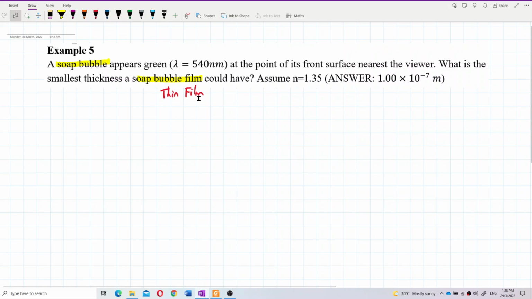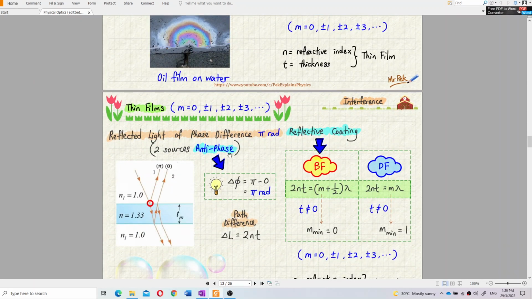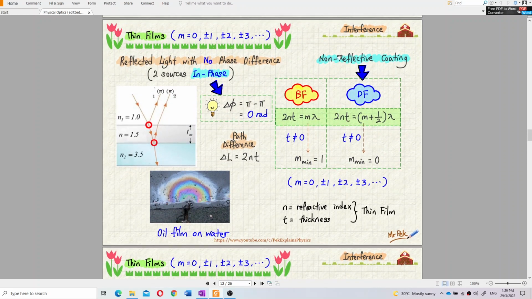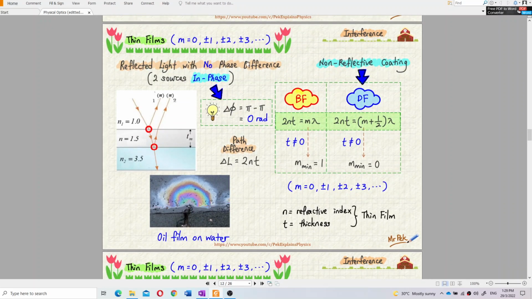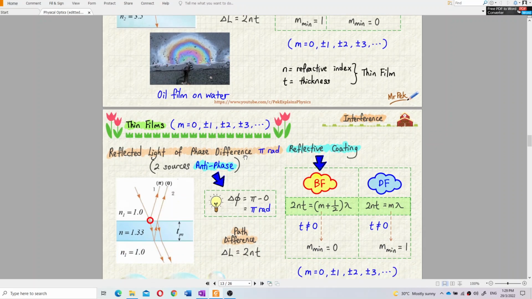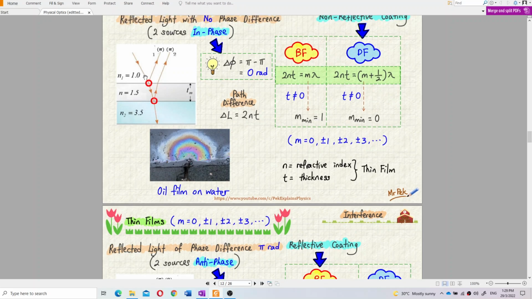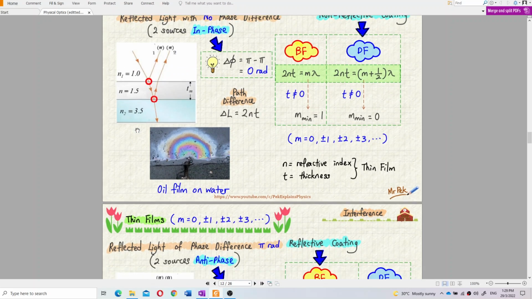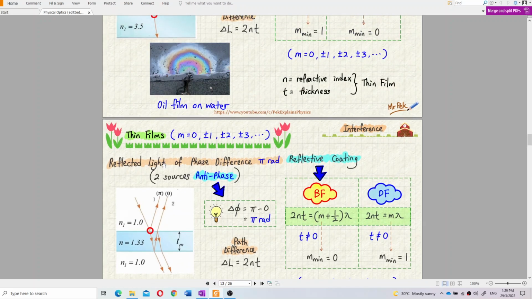Is it low, higher, highest refractive index, or low, higher, lower refractive index? Is it an in-phase source or an anti-phase source? Is it a non-reflective coating or a reflective coating? Is it that the reflected light has no phase difference, or a phase difference of pi radian? What I said just now, low, higher, highest, is about the refractive index. This one is low, higher, highest, and this one is low, higher, lower. So which one does it belong to?